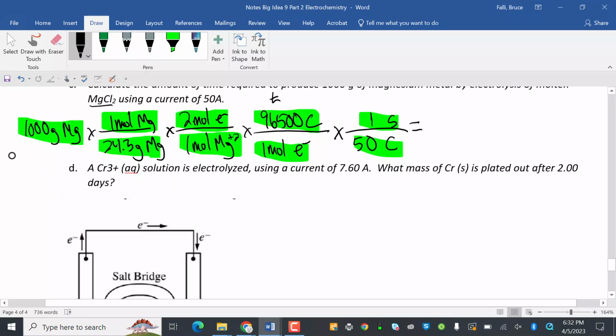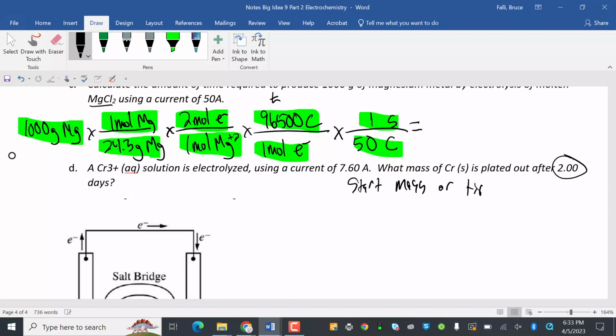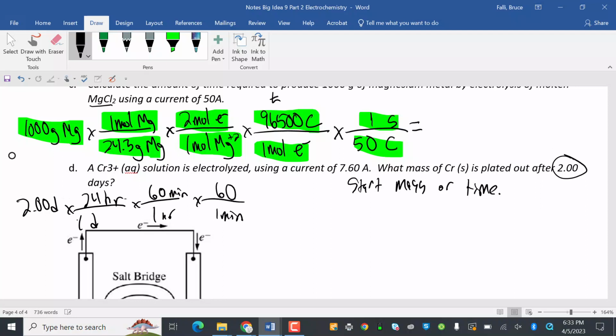All right. Chromium plus 3 solution is electrolyzed using a current of 7.6 amps. What mass is plated out after 2 days? So you always start with mass or time, and you're just going to find the other one probably, okay? So if I have 2.00 days, I get into annoying conversions. 1 day is 24 hours because I got to get into seconds. 1 hour is 60 minutes. 1 minute is 60 seconds, finally.